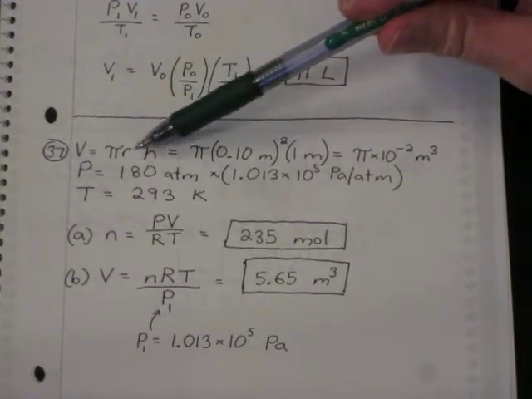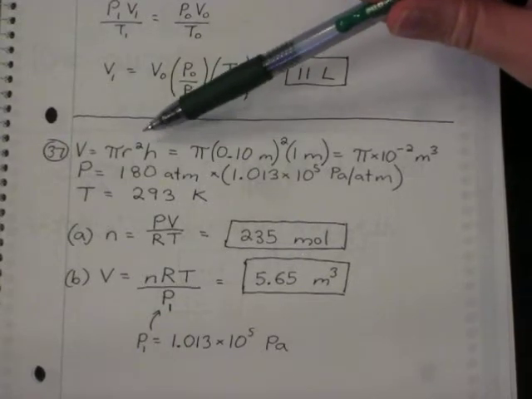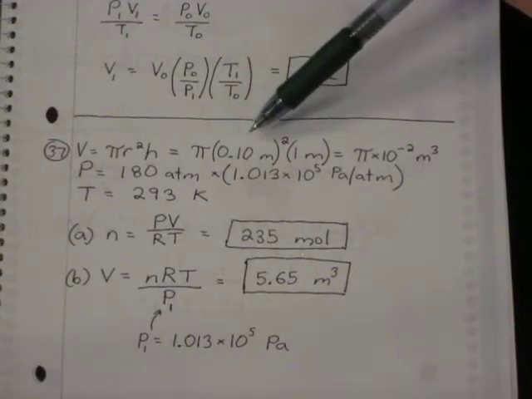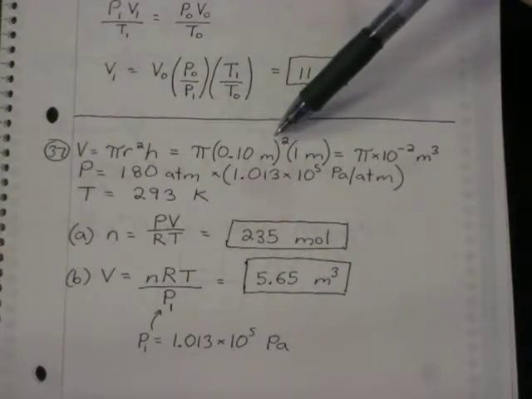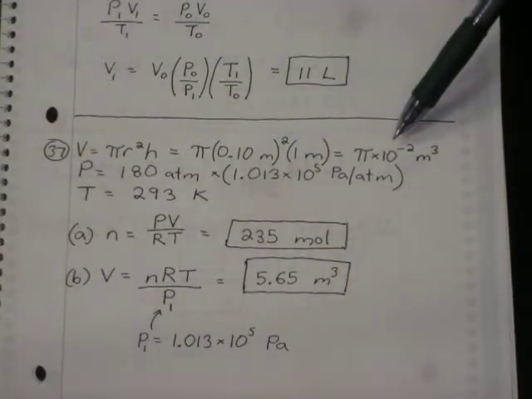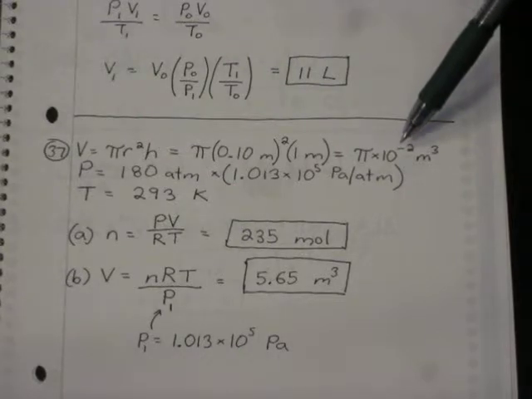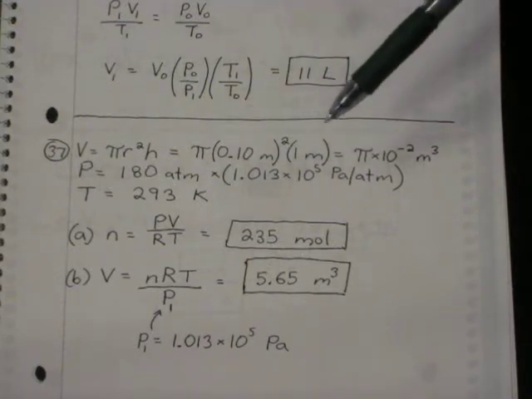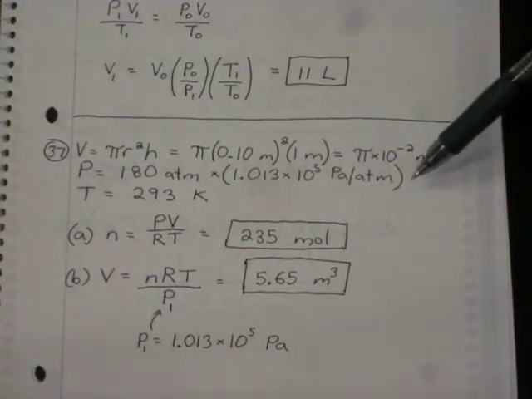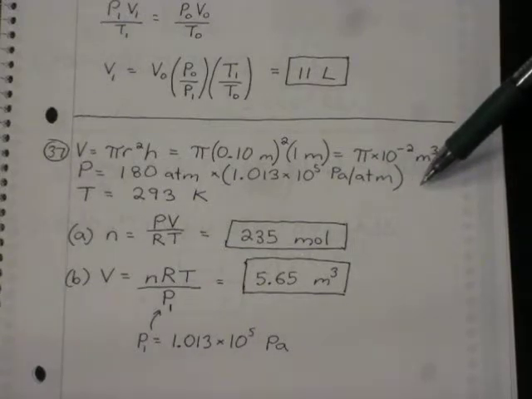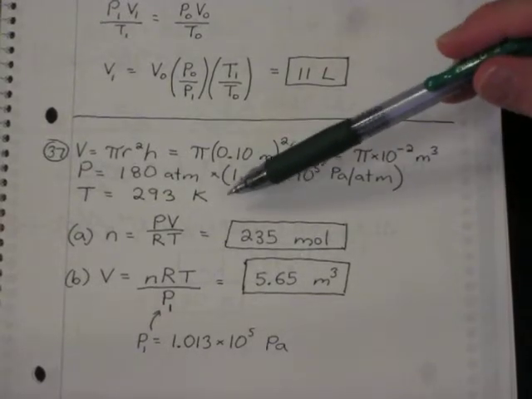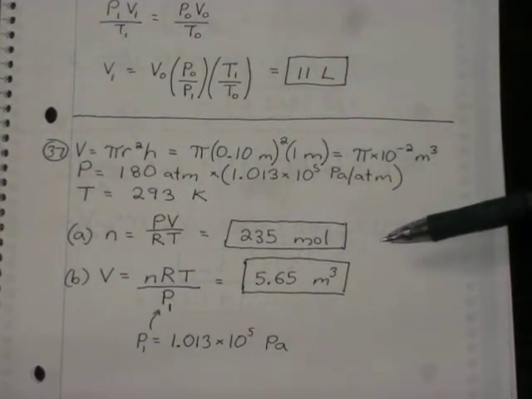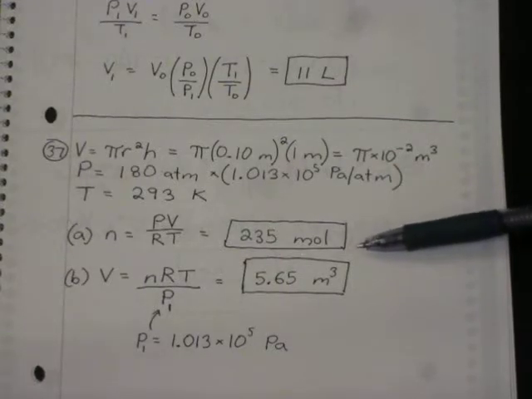So if you think about a cylinder, pi r squared is the cross-sectional area of the circle times the height. Pi, the radius is 0.1 meters squared times 1 meter. So there we have pi times 10 to the negative 2 meters cubed. Pressure is 180 atmospheres, but we need that in pascals. So we're going to multiply by 1.013 times 10 to the 5th pascals per atmosphere. And temperature is 293 Kelvin. We can use those to figure out using PV equals nRT. N is PV over RT. You should get 235 moles.